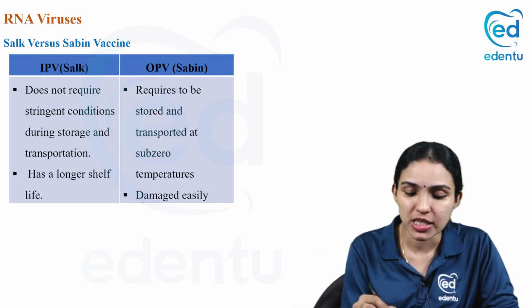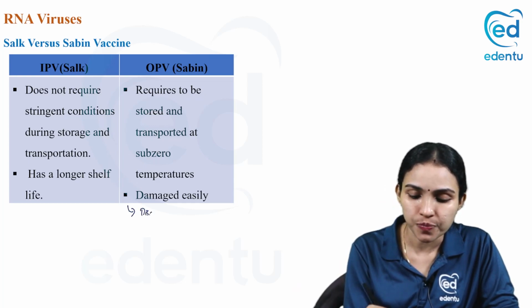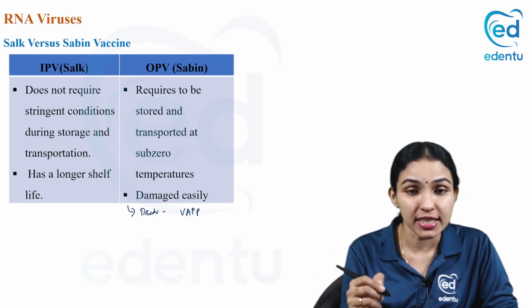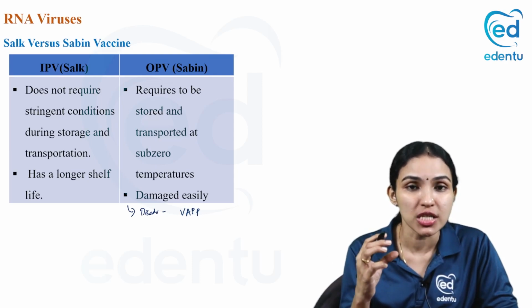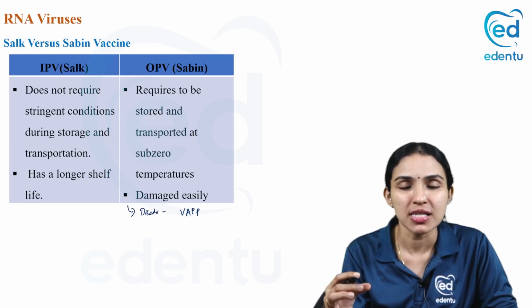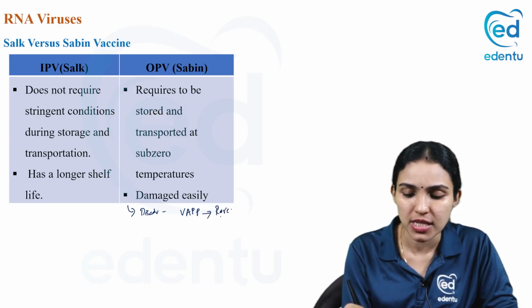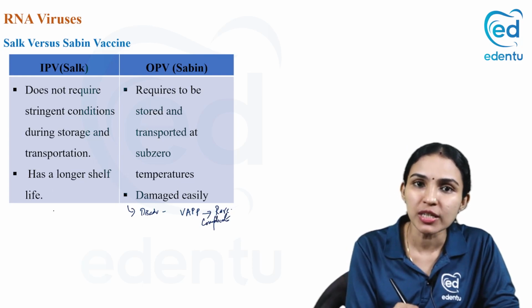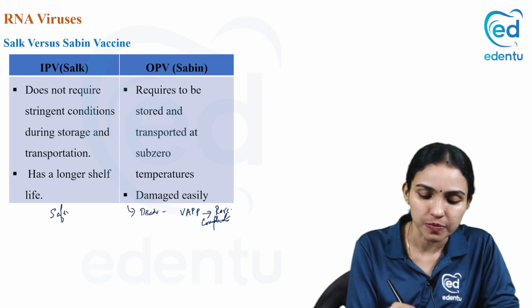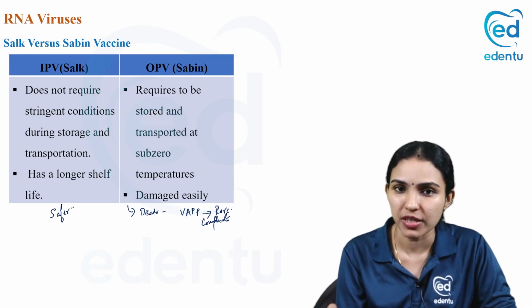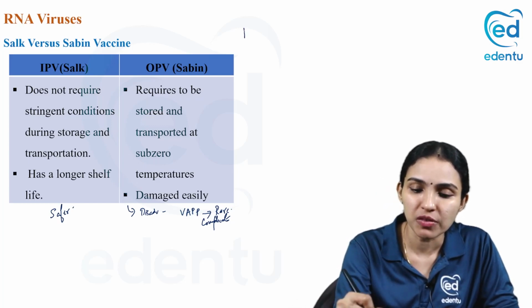And another disadvantage with OPV is that it can induce vaccine associated paralytic polio. Because this is a live vaccine, at times, if the attenuation is not proper, it can lead to paralysis in the vaccinated individual. This is very, very rare, but still it has a risk of such a complication, vaccine associated paralytic polio. But IPV, being a killed vaccine, is safer. No risk of any kind of adverse effects for IPV. So these are the differences between IPV and OPV.